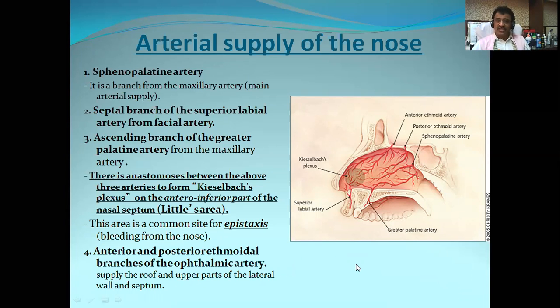Anterior and posterior ethmoidal branches of the ophthalmic artery supply the roof and upper parts of the lateral wall of the nose and the septum. This is another: ophthalmic artery gives branches called anterior and posterior ethmoidal arteries, and they supply the roof and remaining part of the nose. Okay.